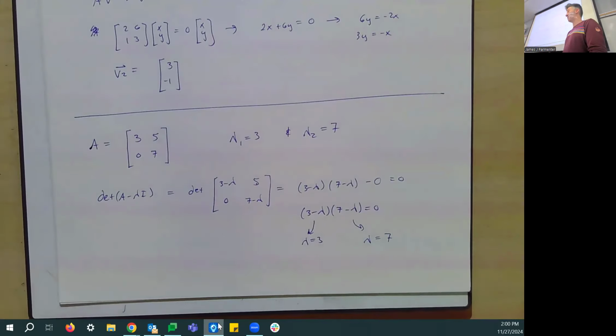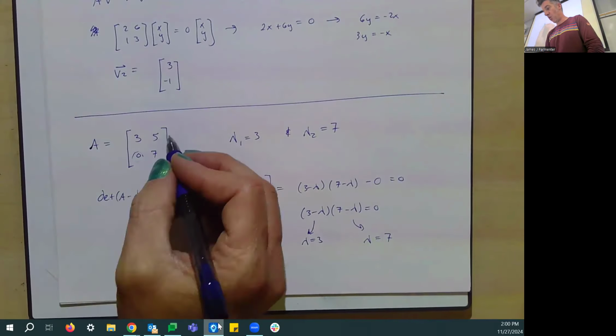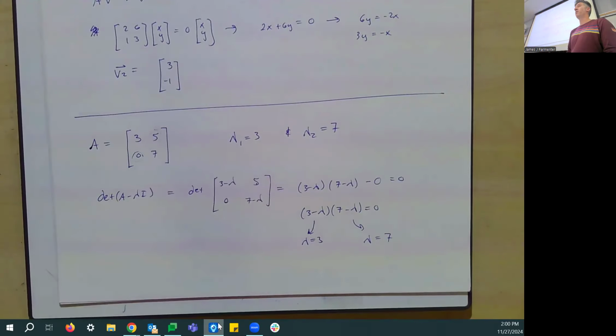So I'm going to say it again because it comes up more often than you would think. If you have a matrix where you have a 0 there or a 0 there or both, they're already telling you that the eigenvalues are whatever is on the diagonal there, which is great.